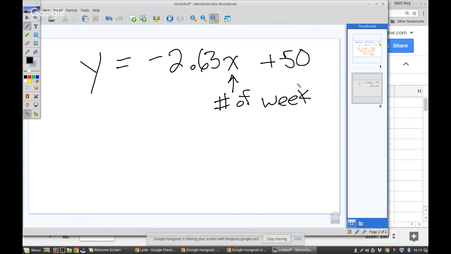So anytime we write down an equation, we should always say, what does x mean? What does y mean? Think about the second column in our spreadsheet. Yes, the card balance. So y is the card balance.